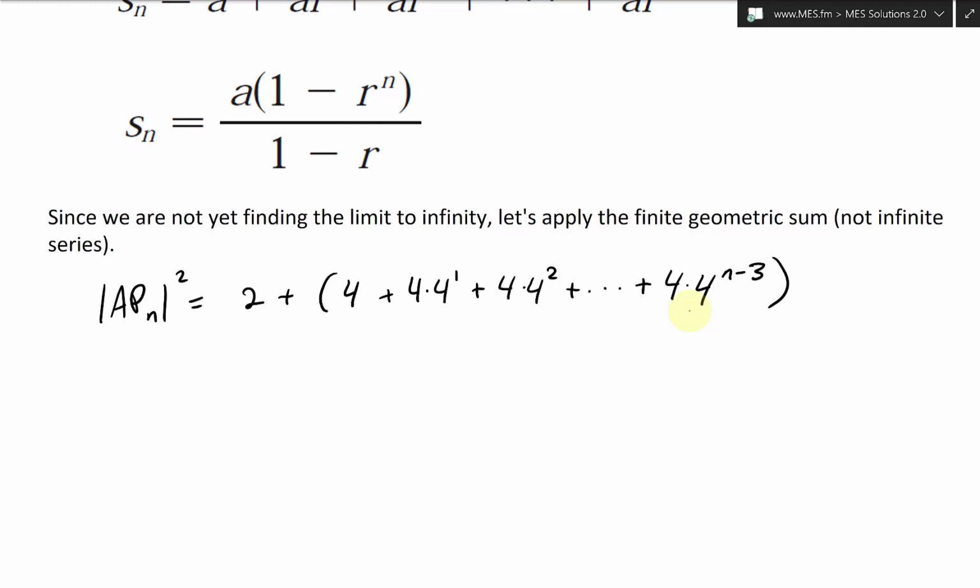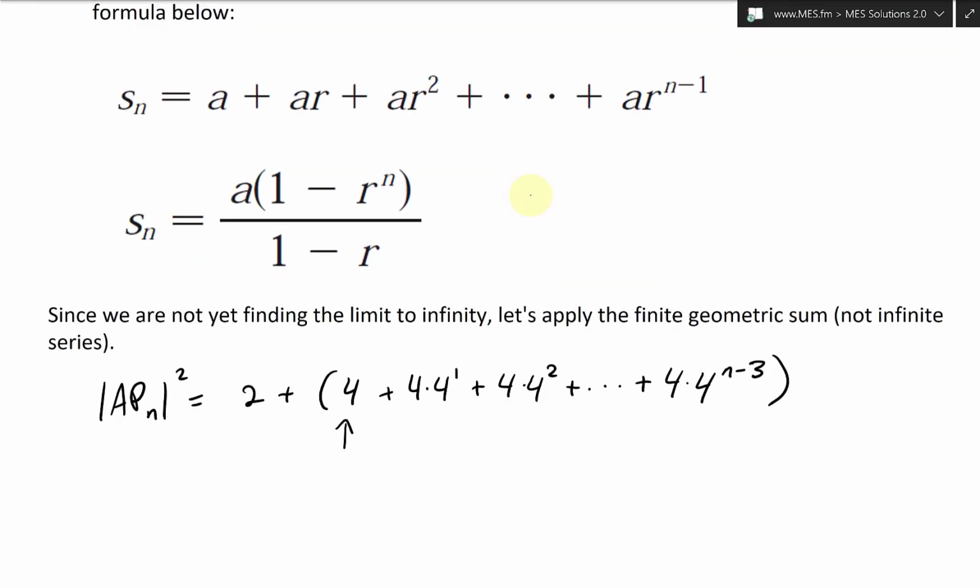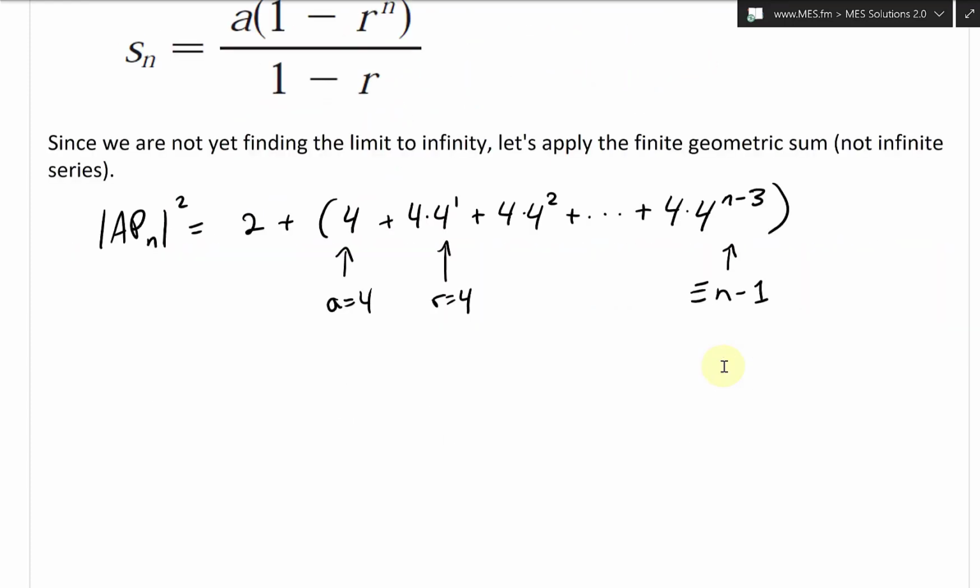So in our case, to make it like this geometric sum right here, a equals 4, r equals 4, and now this part right here, our n minus 1, is our n minus 3. I'll write this as a triple equal sign, just to say that it's replacing our n minus 1. So n minus 1 is our n minus 3 there.